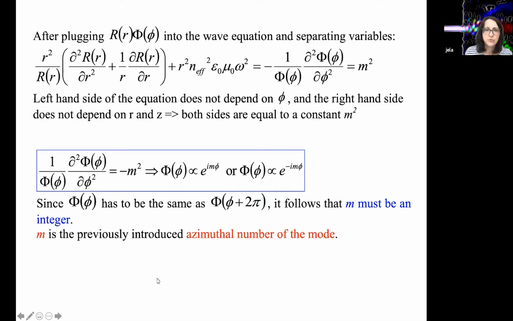Since we're looking at solutions in steady state, that implies that this phi has to be periodic with periodicity 2 pi, because the pattern has to be the same when you make the full cycle around the edge of the disk, which means that m has to be an integer. If m was not an integer, then phi of phi and phi of phi plus 2 pi would not be the same. And this m is the same as the azimuthal number that we introduced in the ray picture before. So we'll see in a moment how it influences the pattern of the field.